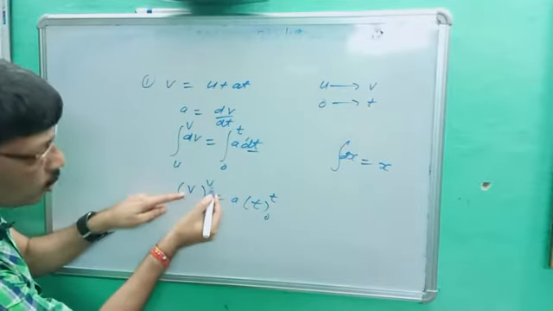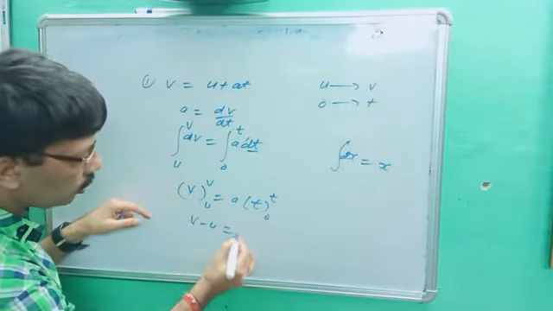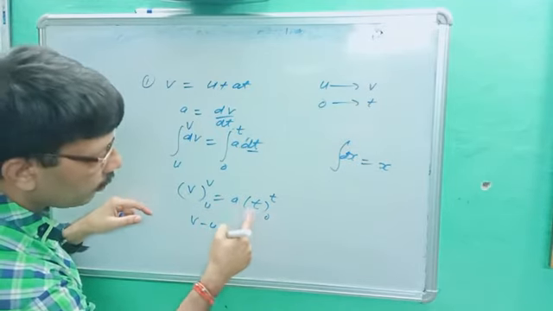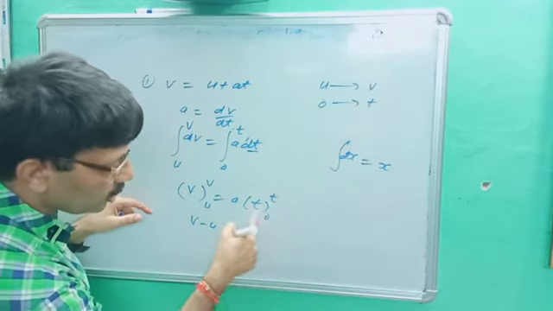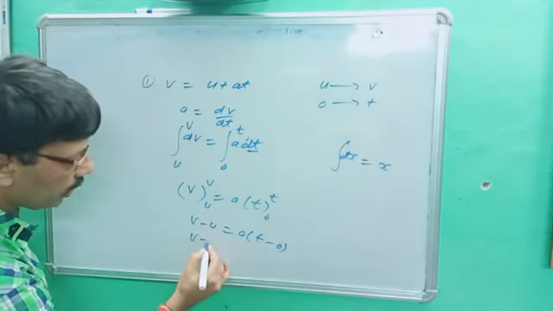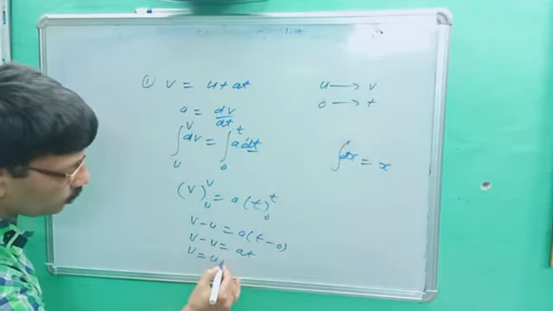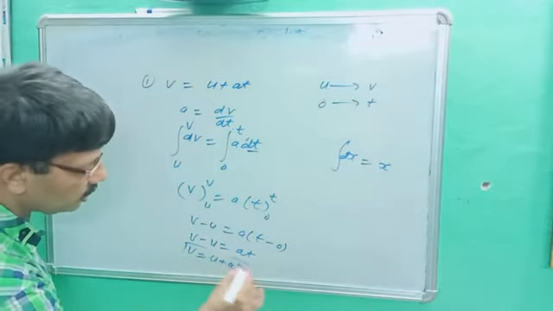In the place of V you put V, V minus U is equal to A, which is constant, taken out. For dt, higher limit t and lower limit 0, it will be t minus 0. So what do we get here? V minus U is equal to at. So V is equal to U plus at. See how easily we can get the formula.